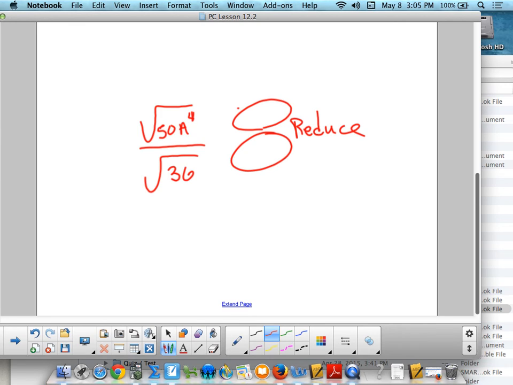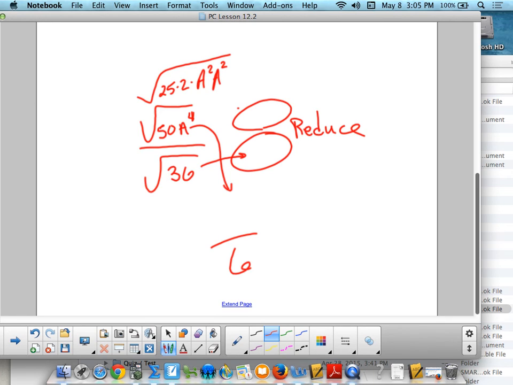Well, this one's an easy one. 6. I'll put it under 6. And then this one, 25. Or well, you can't. It is 25, you're right. It's 25 and then A times 2 times a to the 4th. Should be a squared.